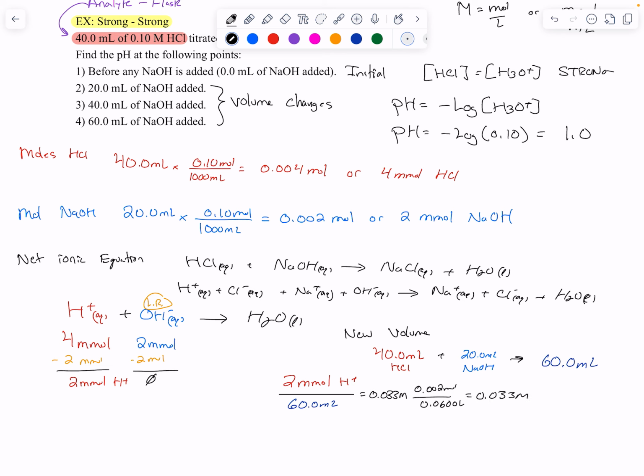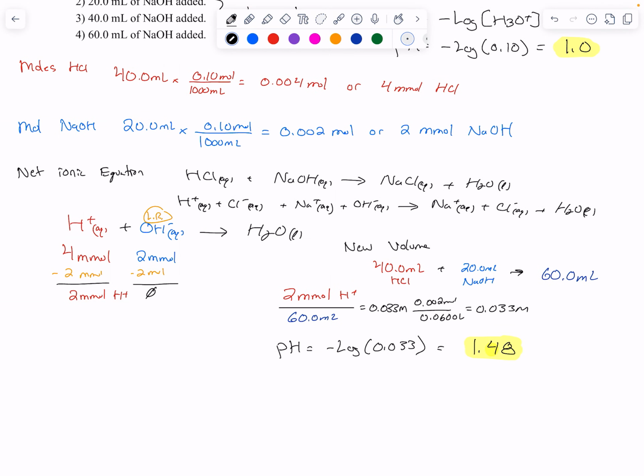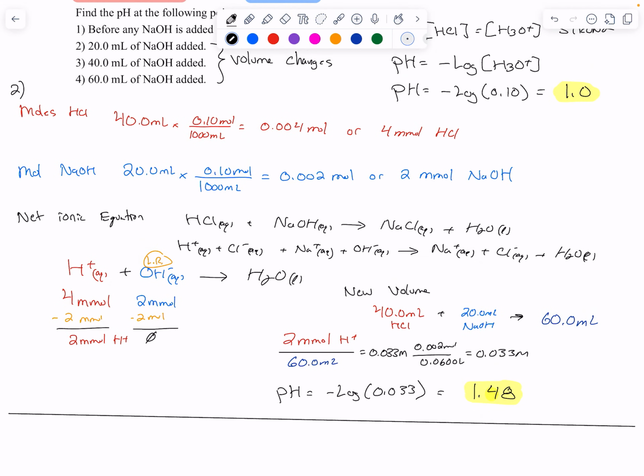All right. So then our pH, negative log of 0.033, which is 1.48. All right, so that is 2. So we got 1 here. Where's 1? Let me just get my highlighter out here. There's question 1. There's question 2. Might as well just do this. All right, so this is 2. This is 3.